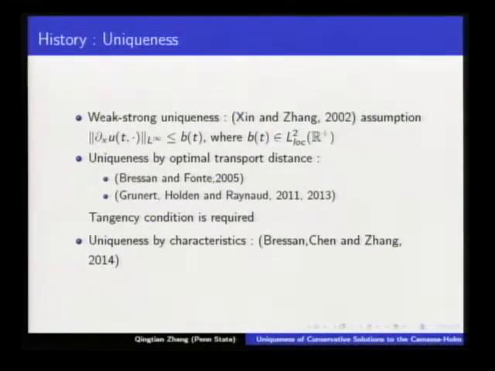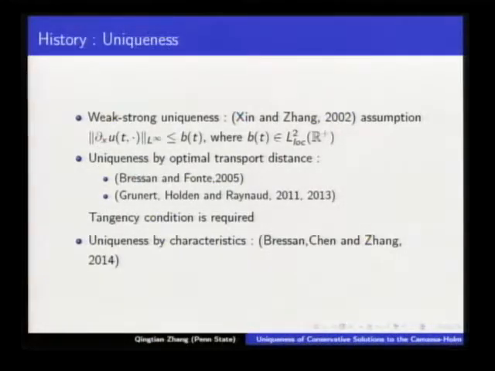The first method is a result about weak-strong uniqueness, proved by Xin and Zhang in 2002. Their result is similar to a result related to the compressible Navier-Stokes equations. Here they assume the first-order derivative of u is in L-infinity, and this L-infinity norm can be controlled by a locally L2 function of time. But as we mentioned before, the energy of the Camassa-Holm equation is in H1. So generally speaking, this norm is too strong to prove uniqueness of the weak solution here.